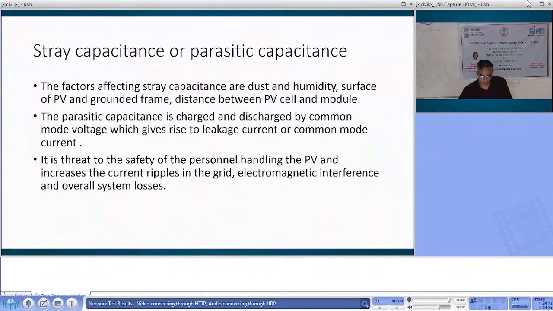The parasitic capacitance is charged and discharged by common mode voltage, which gives rise to leakage current or common mode current. It is a threat to the safety of the personnel handling the PV and increases the current ripple in the grid. It increases the electromagnetic interference and overall system losses.